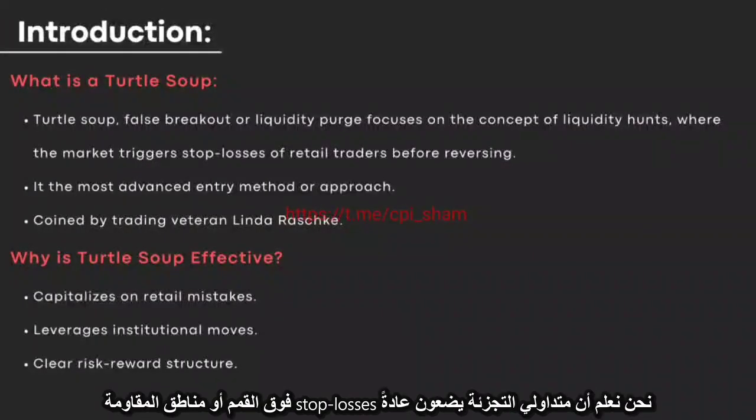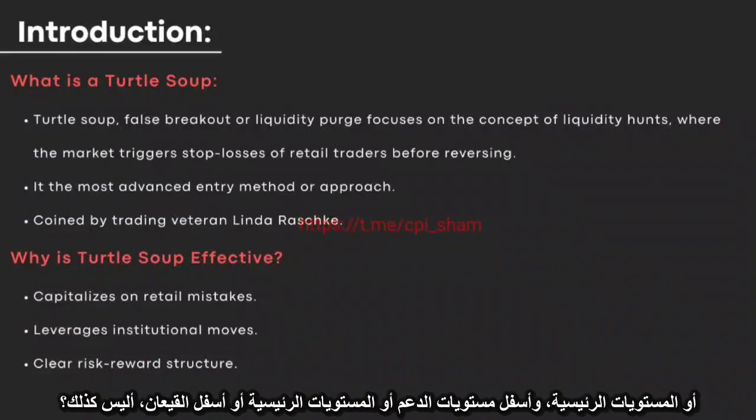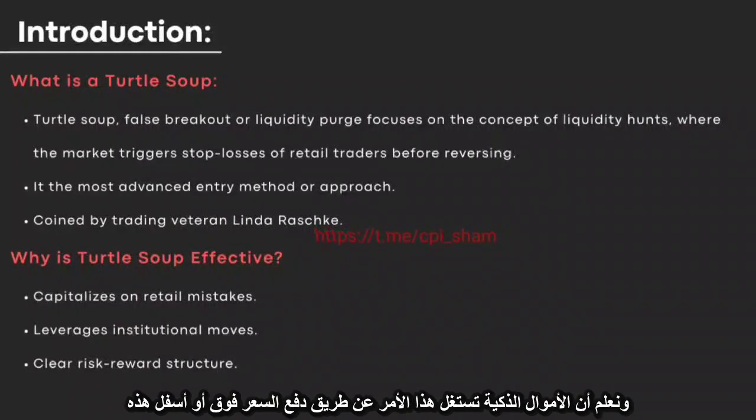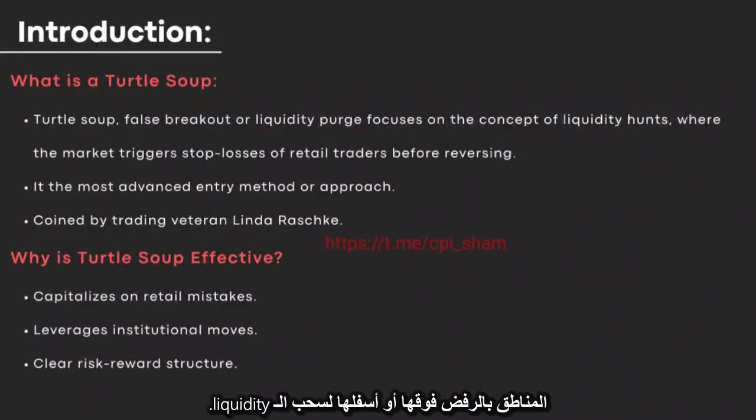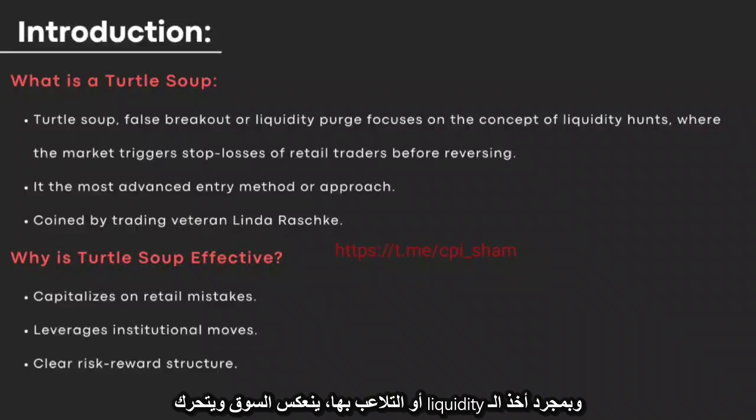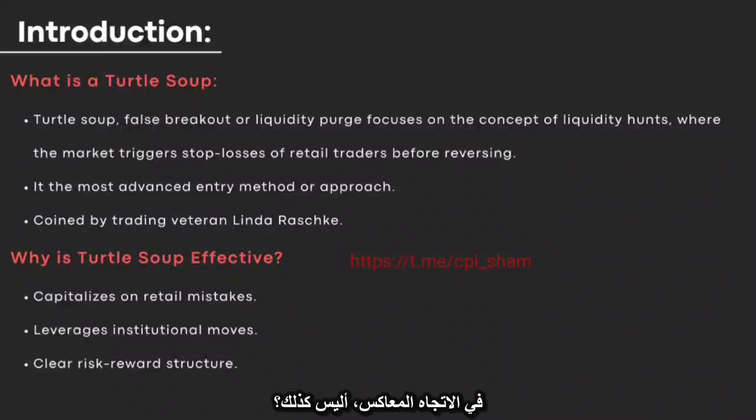We know that retail traders typically place their stop losses just above highs or resistance or key levels, and below support levels or key levels, or below lows. And we know that smart money takes advantage of this by pushing price above or below these zones, rejecting above or below it to grab liquidity. And once the liquidity is hunted, grabbed, or manipulated, the market reverses and moves in the opposite direction.